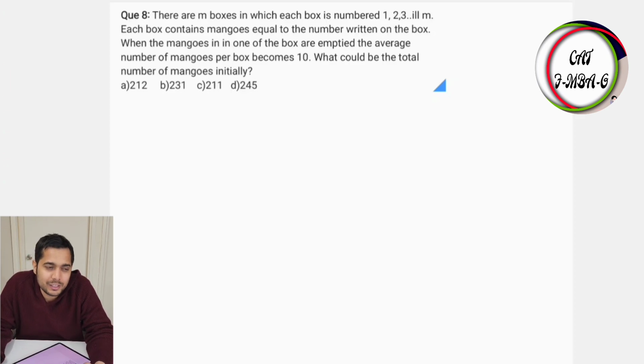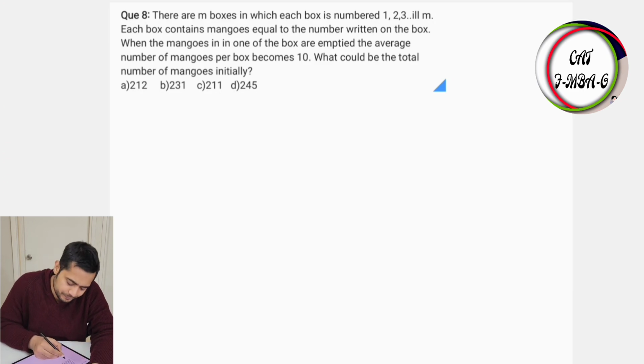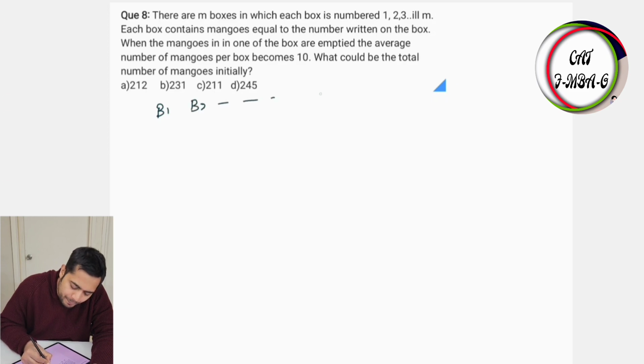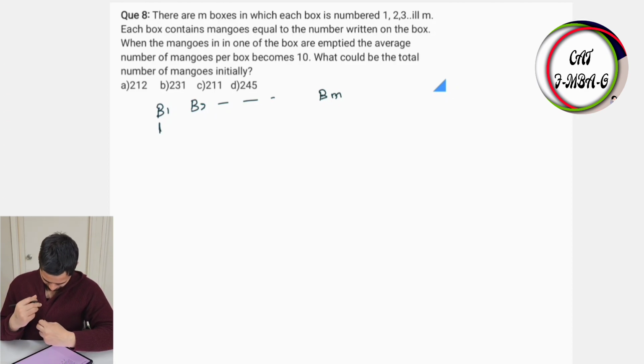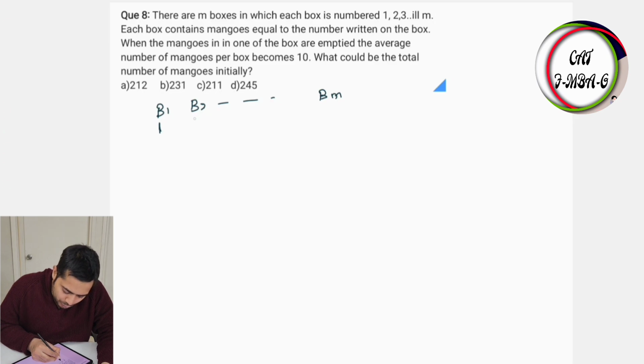This is going to be a bit lengthy question, but if you are able to solve this, a lot of average concepts are going to be clear for you. So let's see how we are going to attempt this. It is given that there are different boxes, m amount of boxes. So box 1, box 2 till box m, and each box contains the same number of mangoes as the number mentioned on the box. So box 1 contains 1 mango, box 2 contains 2 mangoes, box 3 contains 3 mangoes, similarly box m contains m mangoes.